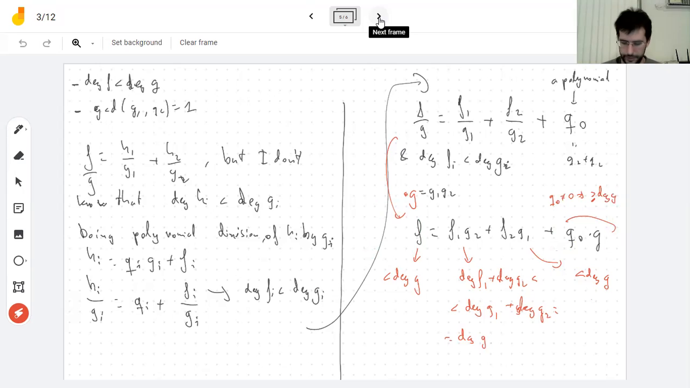If g had degree 3, there would be x cubes on the right, but this has no x cubes to cancel with that, and this has no x cubes, so that makes no sense. So q0 is zero. There you go. So that's it. That's why we can split the polynomial into two.